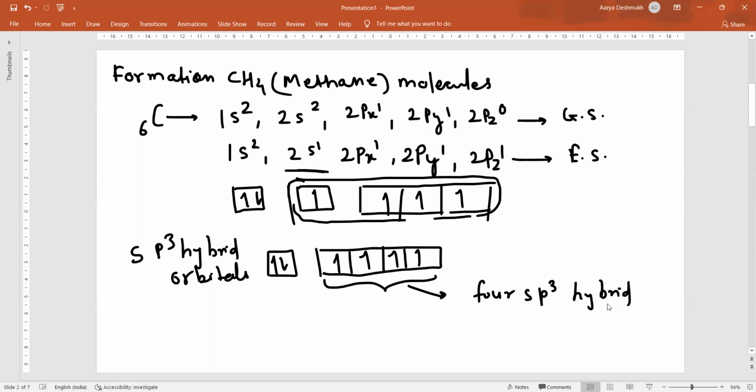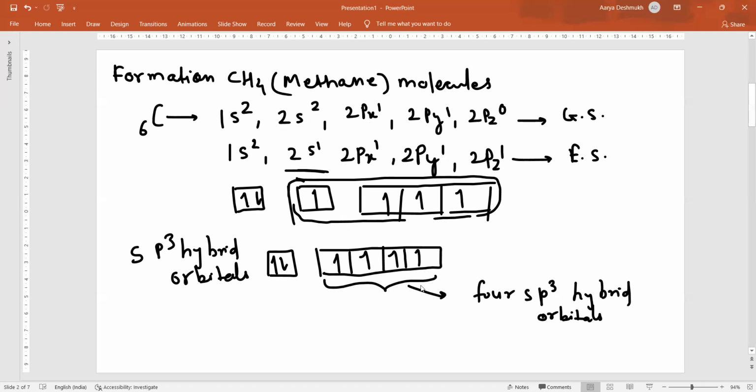Remember, this explanation should be there in your answer when the question is asked for 3 or 4 marks. As I already told, 1 electron from the 2s orbital of the carbon atom is excited to the 2pz orbital. Then the 4 orbitals, 2s, 2px, 2py, and 2pz, mix and recast to form 4 new sp3 hybrid orbitals having the same shape and equal energy, and each of them contains an unpaired electron.